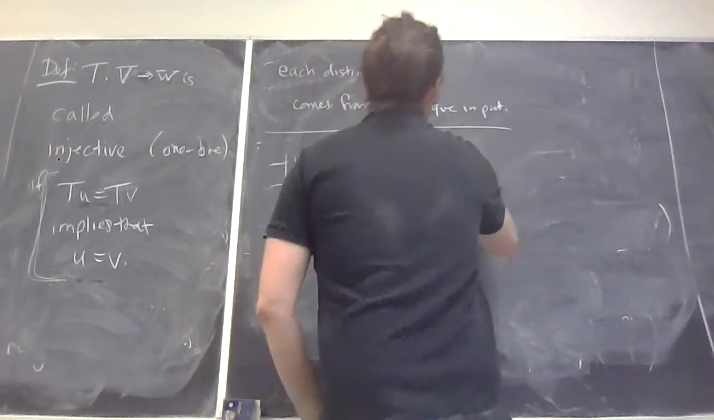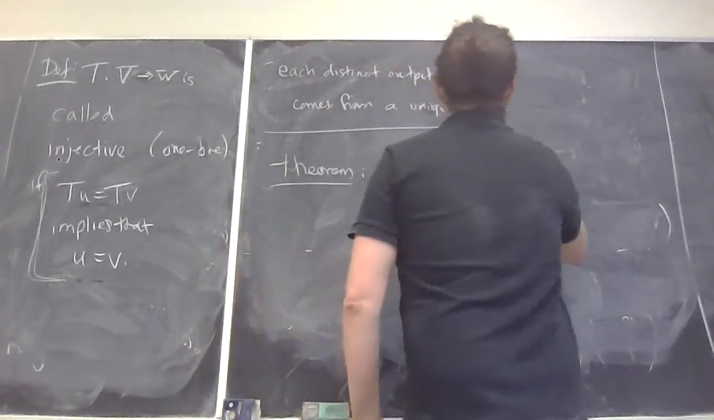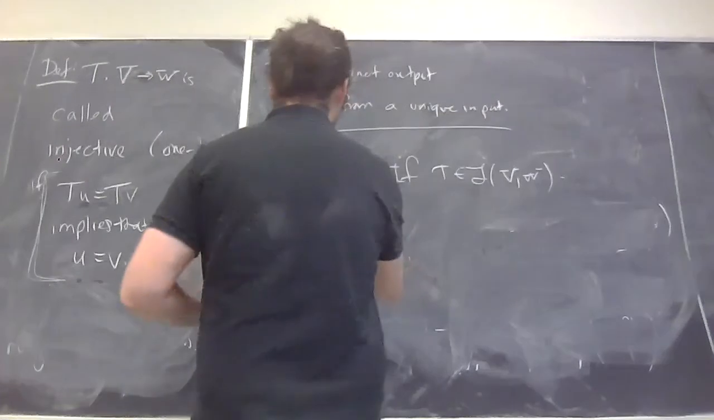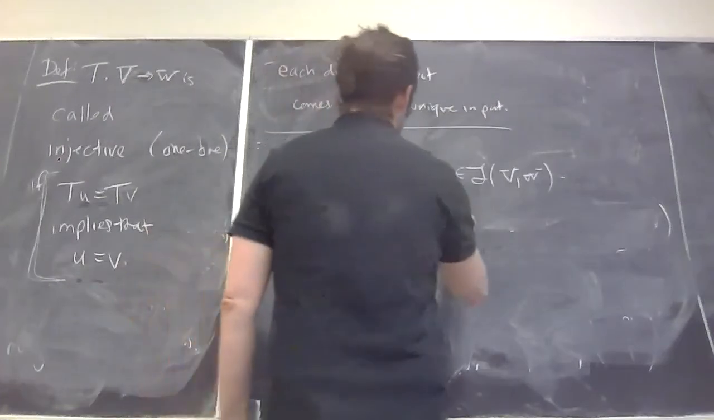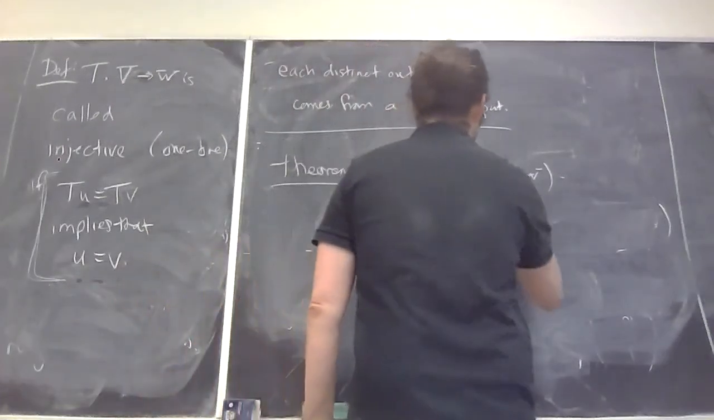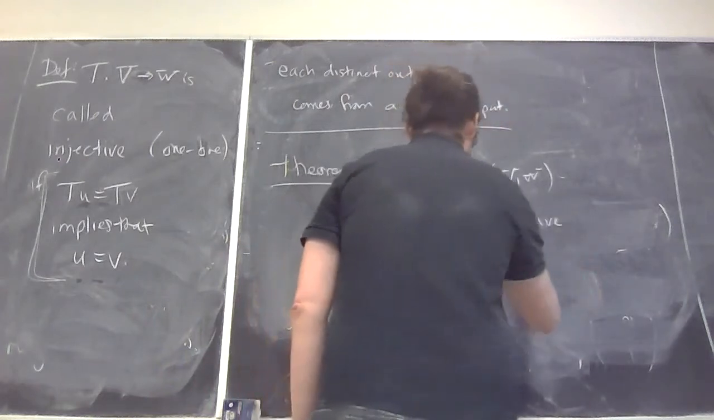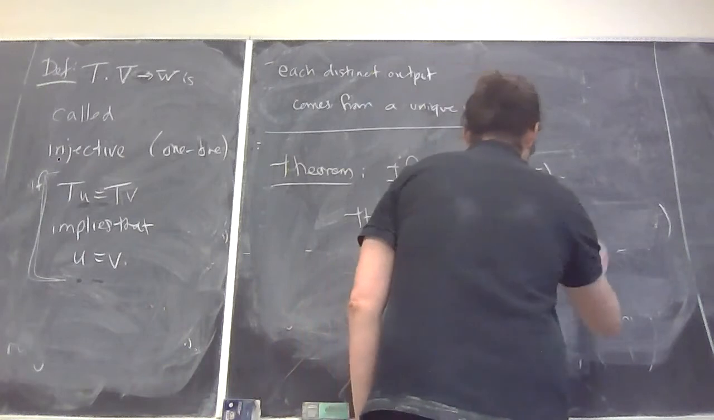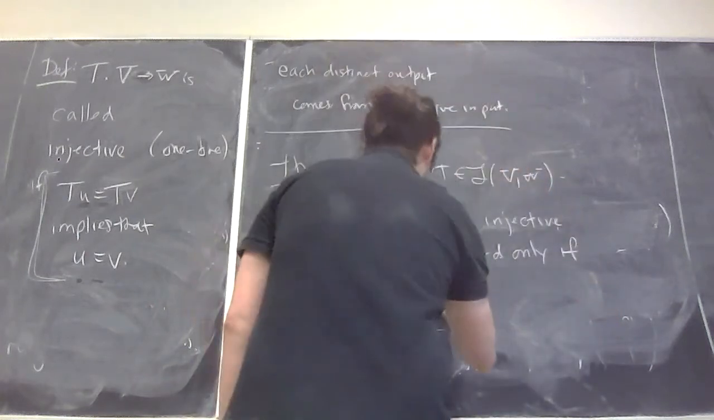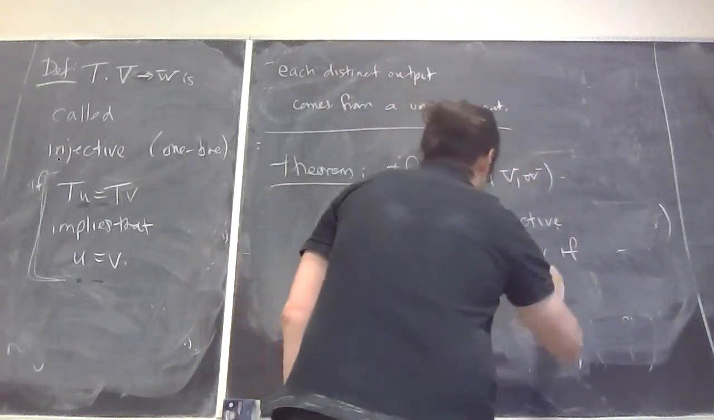If T is in L of V, W, then T is injective if and only if the null space of T is just the 0 vector.